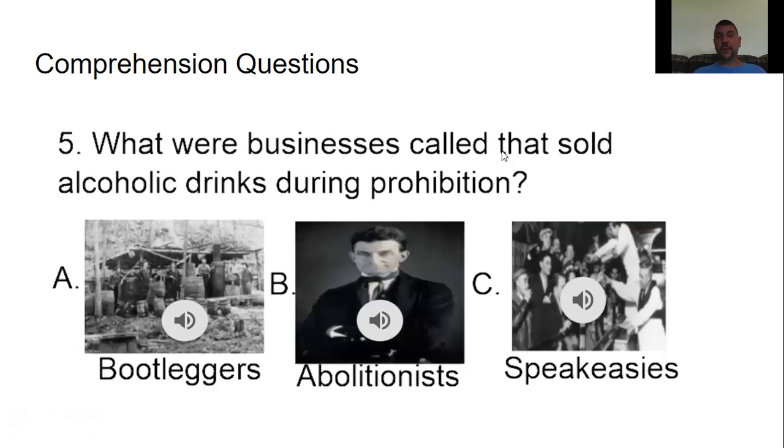Number 5, what were businesses called that sold alcoholic drinks during Prohibition? Oh, I just went over that. Y'all should know this one. A, bootleggers, B, abolitionists, or C, the speakeasies. They were called speakeasies. They were secret bars. They had to run them secretly because if they got caught, then guess what? They were going to jail. We have a winner. Called speakeasies.